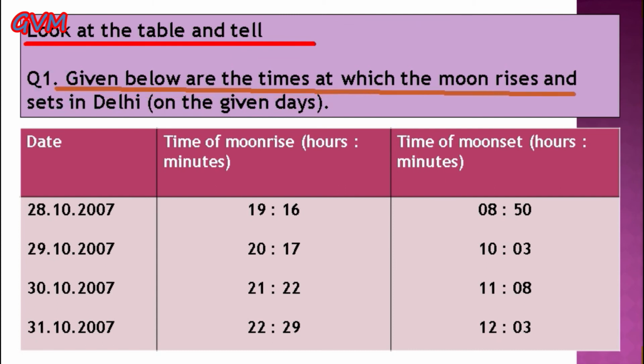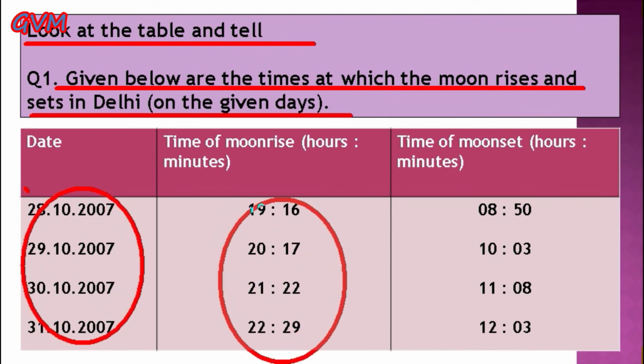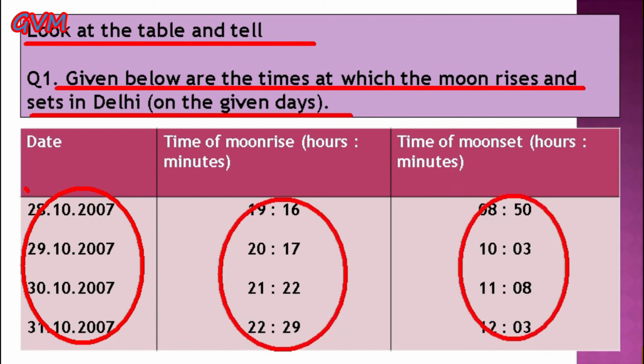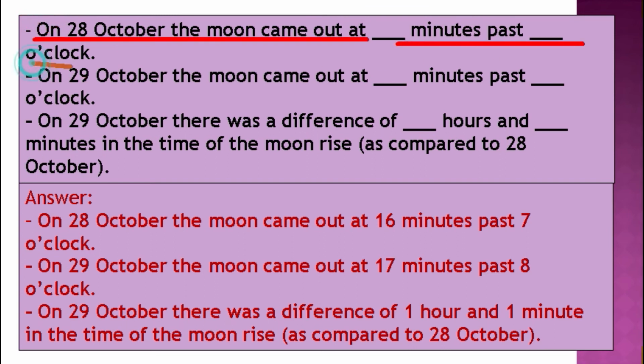Given below are the times at which the moon rises and sets in Delhi on the given days. Students, here are the particular dates given in which the time of the moon rise and the time of the moon set are given. Now students, after observing these times carefully, you have to answer the questions that follow. As the first one is, on 28 October, the moon came out at dash minute past dash o'clock. Now students, for this you have to carefully observe the table and then write down here.